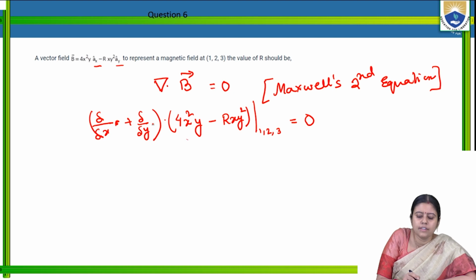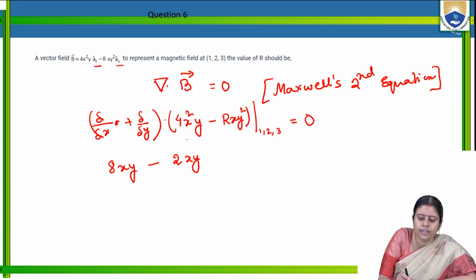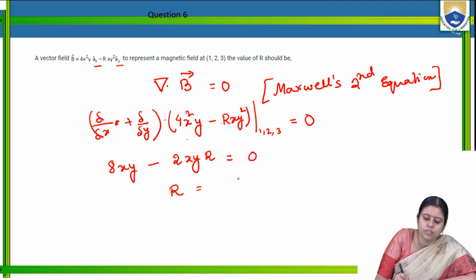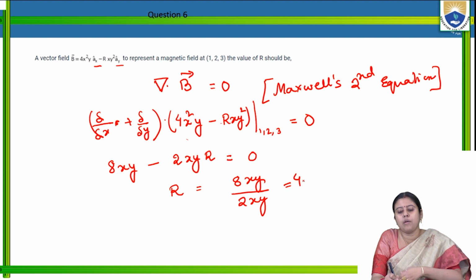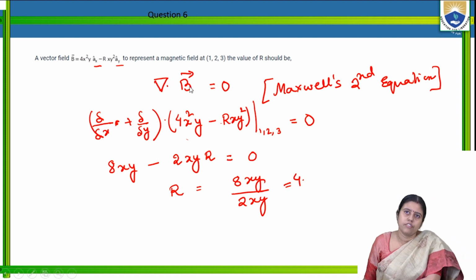So what is the solution? 8xy minus 2r xy is equal to 0, so 2xy into r is equal to 8xy. So r is equal to 8xy by 2xy. The value of r will be 4.